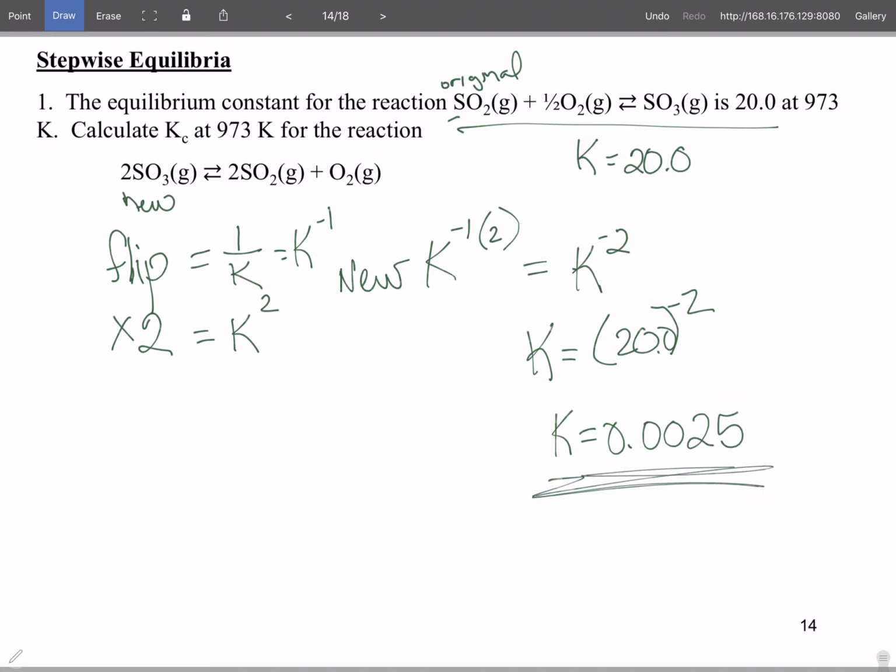And the other thing I want to point out is that K uses the coefficients in the equation. It uses those. But it has no unit, unlike rate constants that have units. K's don't have units.